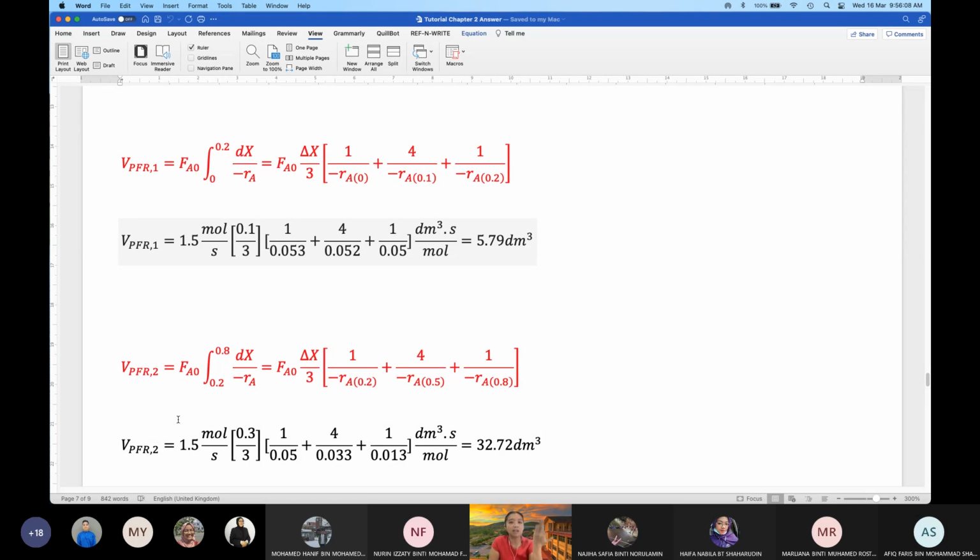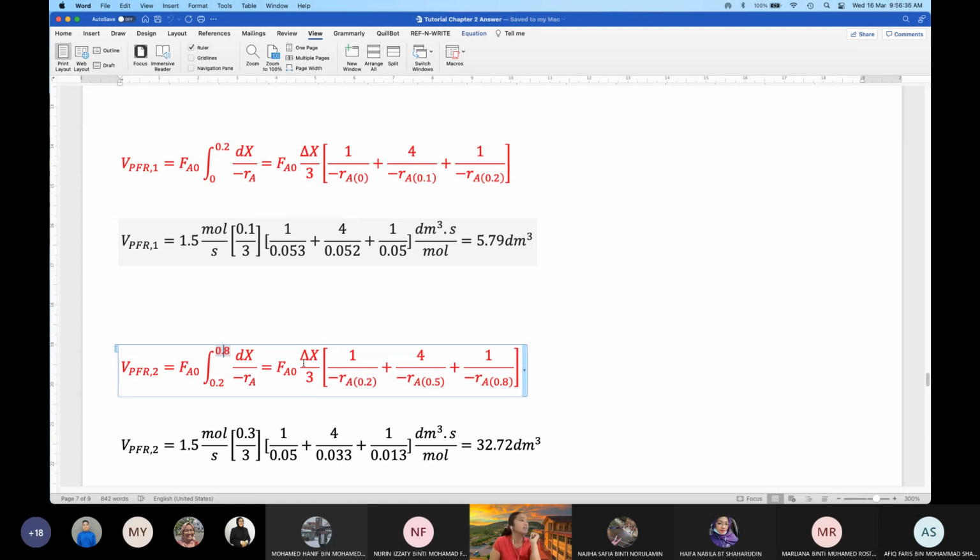So, volume for the second PFR equals FA0 integrating from 0.2 to 0.8. So kenapa? Because second reactor, I'm now converting from 20% to 80%. Kamu bayangkan kita nak convert yang baki daripada 20% tu, kita nak convert sampai ke 80%. Okay, then dx per minus RA. Then Simpson one-third rule. So FA0, still the same.